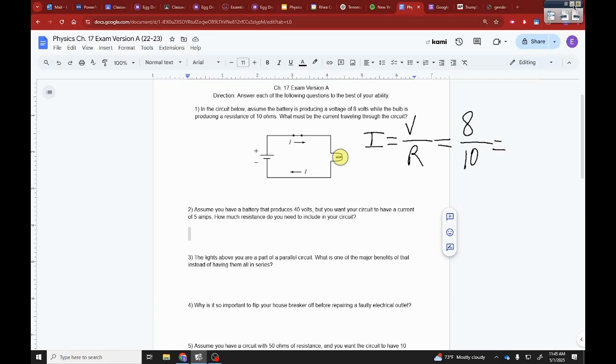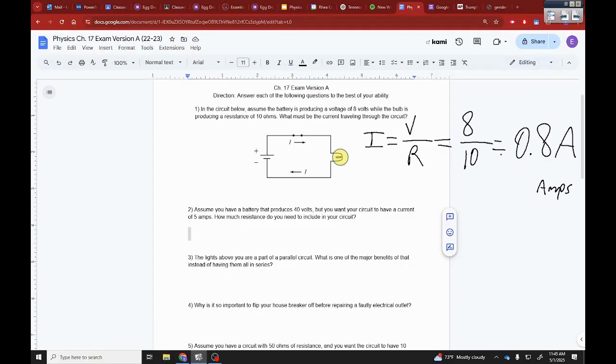So then I'll reduce that down. What's that turn into decimal-wise? It'd be 0.8. Oh yeah, duh. 0.8. And this is current, so that would be A for amps. Or if you wanted to, you could write the whole thing, amps. That's not uncommon to see.